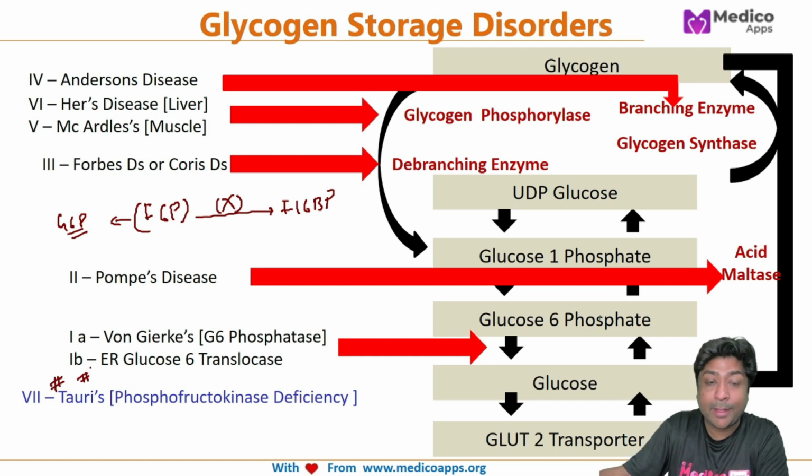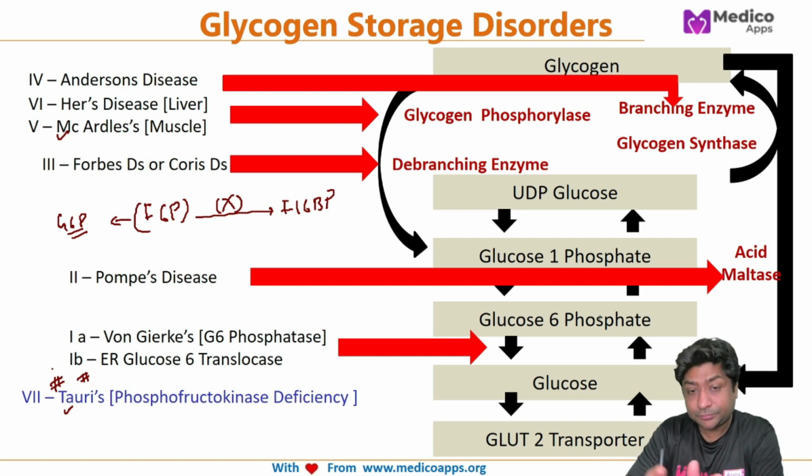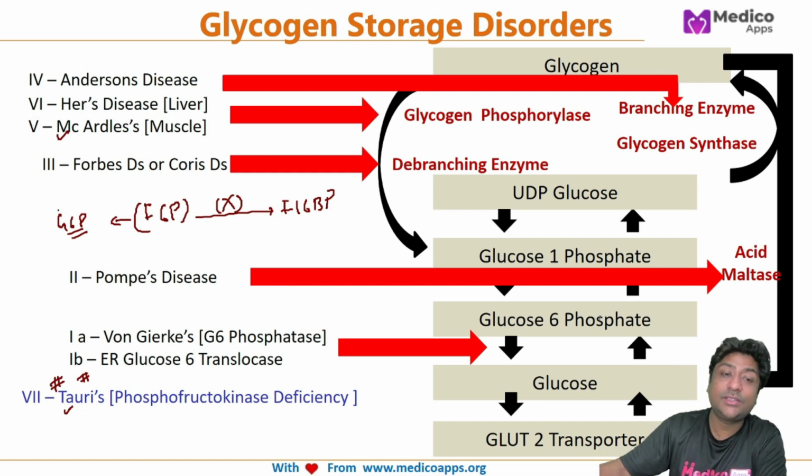That's number one. But there are two characteristic differences between McArdle's and Tarui. Number one, in Tarui, the symptoms will come only after the person has taken a meal. Normally he may not have so much muscle cramping during exercise, but if he has a meal, the symptoms will be aggravated. And the logic is very simple: once he has the meal, there will be an increased glucose level, so there will be an increased fructose 6 phosphate level, and then he will have more symptoms.